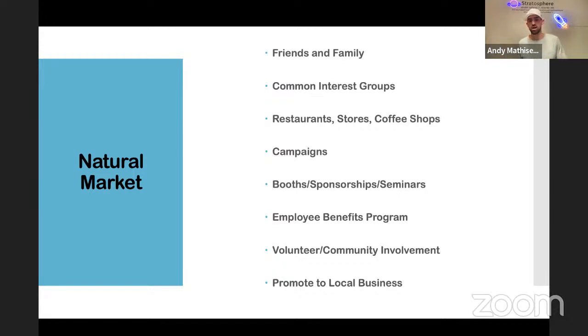Restaurants, stores, coffee shops. And I mentioned the coffee shop situation. That's a good example. If I'm at a restaurant, I'm maybe getting the waiter or waitress their info, giving them my card, whatever that may be.